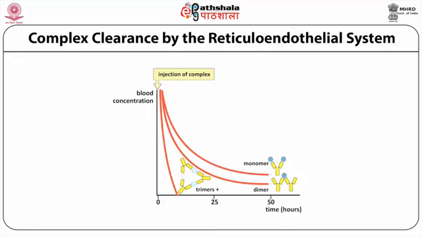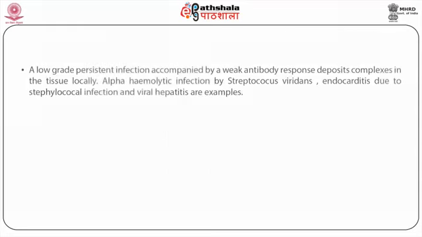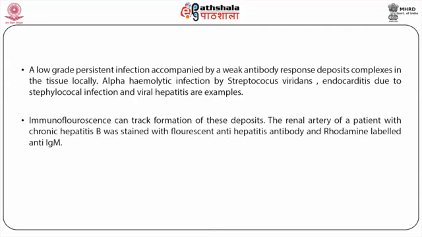Diseases arising out of deposits of immune complexes can be classified into three classes. A low-grade persistent infection accompanied by a weak antibody response deposits complexes in the tissue locally. Alpha hemolytic infection by Streptococcus viridans, endocarditis due to staphylococcal infection, and viral hepatitis are examples. Immunofluorescence can track formation of these deposits. The renal artery of a patient with chronic hepatitis B was stained with fluorescent anti-hepatitis antibody and rhodamine labeled anti-IgM.